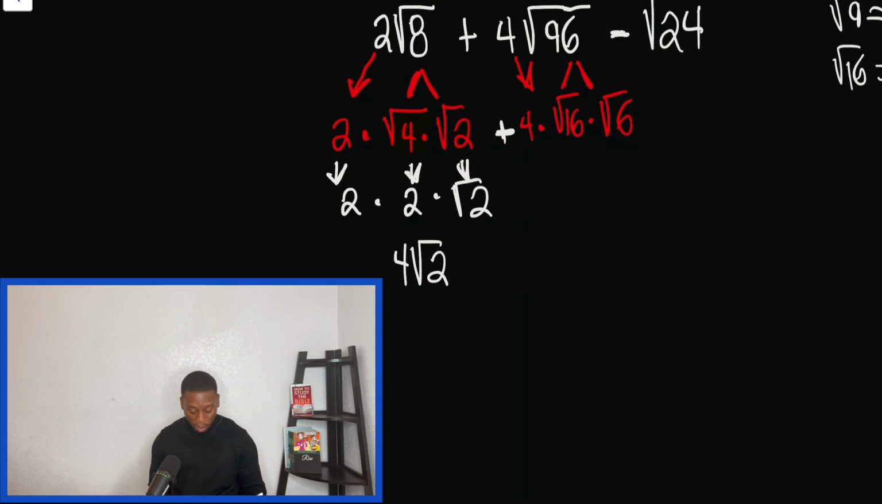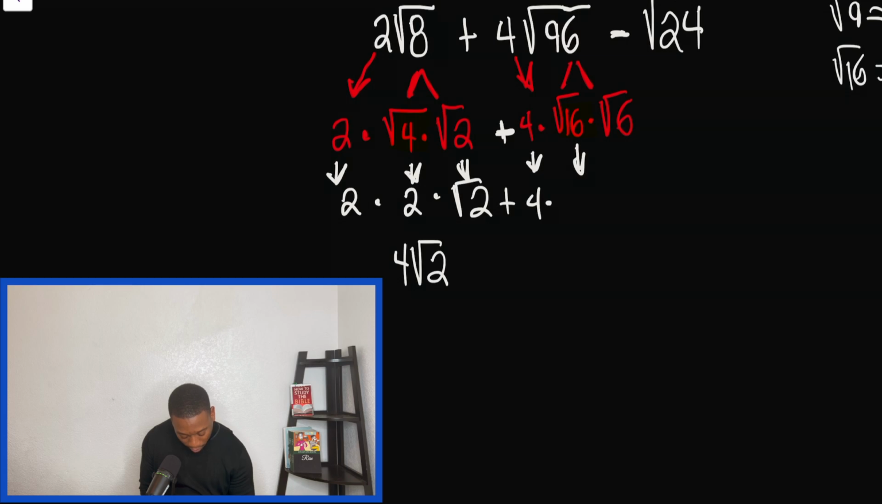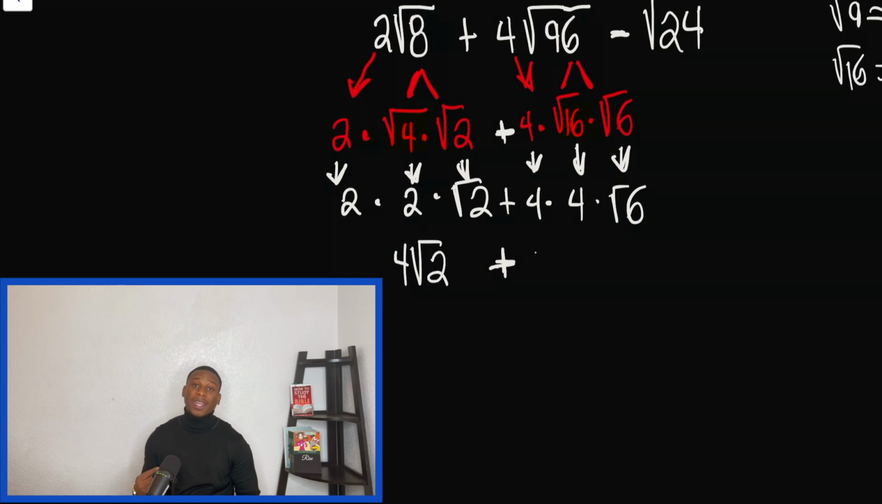So just like the last problem, we're going to look and see if we could break down any of our radicals, and we can. 16 is a perfect square, and it's going to change into 4. So I bring this problem down. We have 4 times 4 radical 6. So once we clean this up now, we're going to get an answer of 16 radical 6.